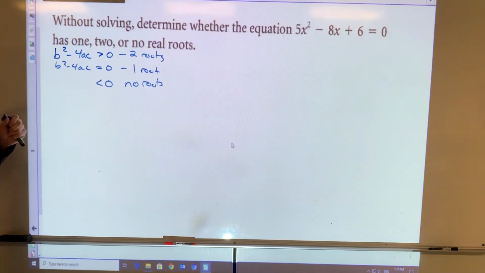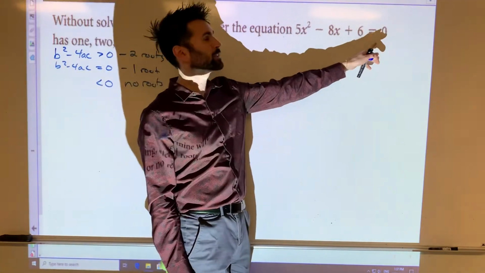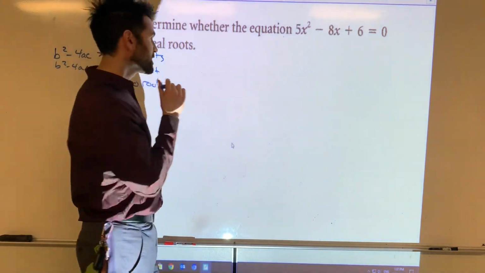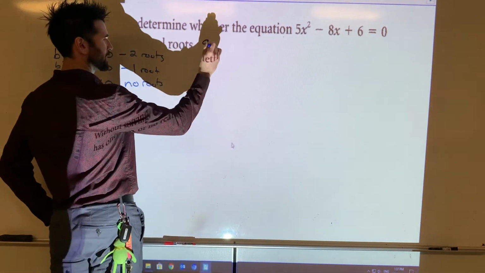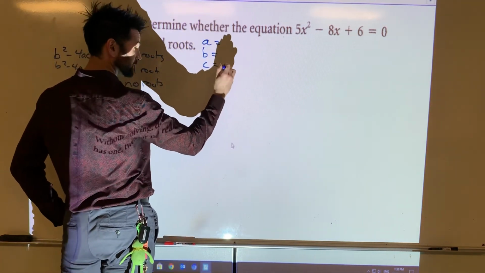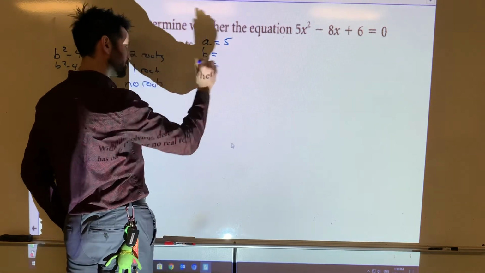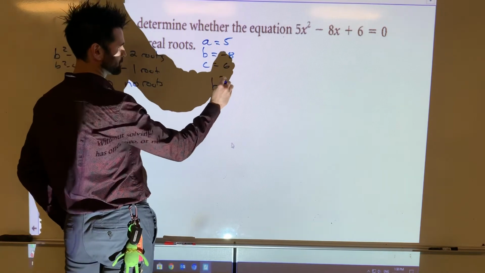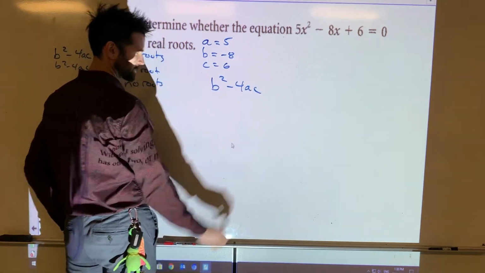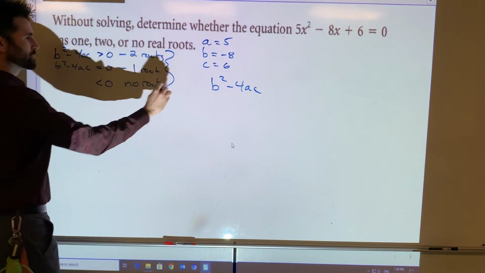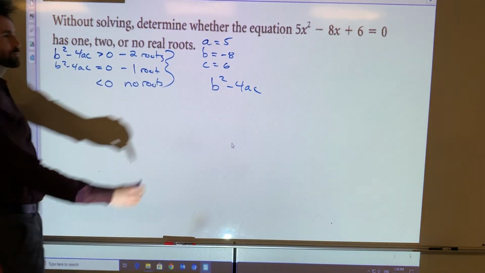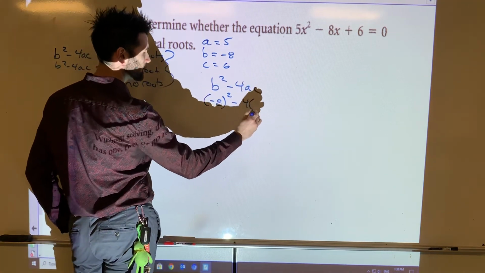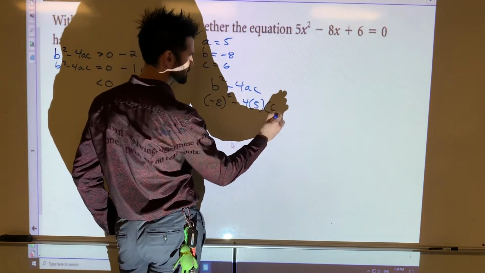So what do we have to do? We have to make sure that this equation is set equal to 0. Yep. Then we can grab our values for A, B, and C. A is 5, B is -8, and C is 6. Then we calculate B squared minus 4AC, and interpret our answer using the background knowledge that we have. So we're going to go -8 squared minus 4 times A times C.